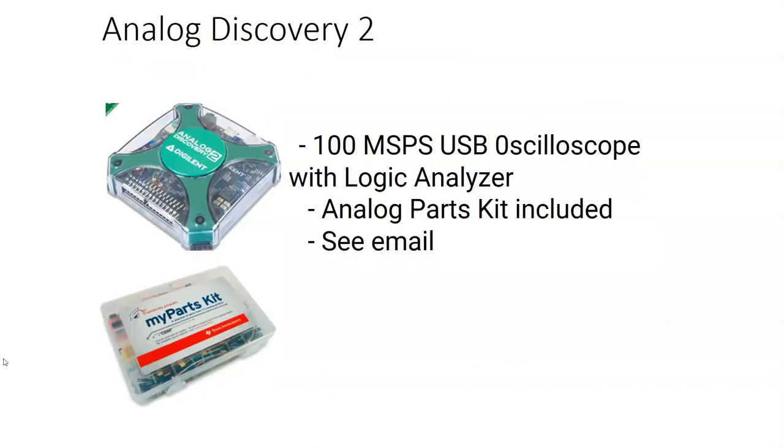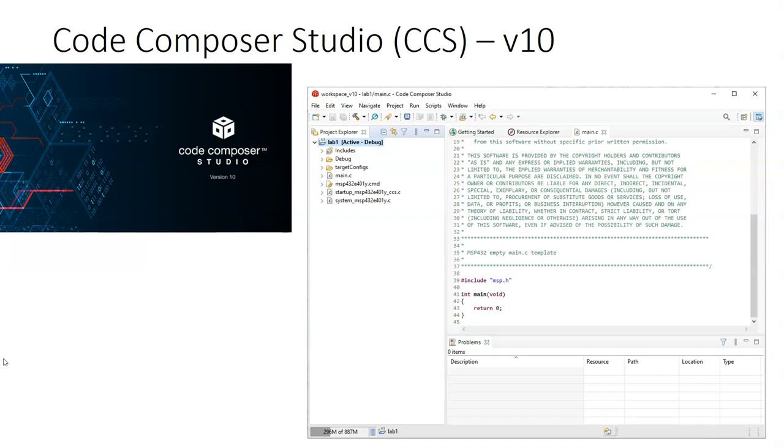Okay, for the hardware components, in addition to the microcontroller, breadboard, and other discrete components which are posted on Canvas, you should have also received the emails about acquiring an Analog Discovery, which we'll be using as an oscilloscope and logic analyzer for the course. As I mentioned earlier, we'll be using Code Composer Studio, CCS. The latest version is version 10, for doing our code development. And so you should also download Code Composer Studio on your personal machines.